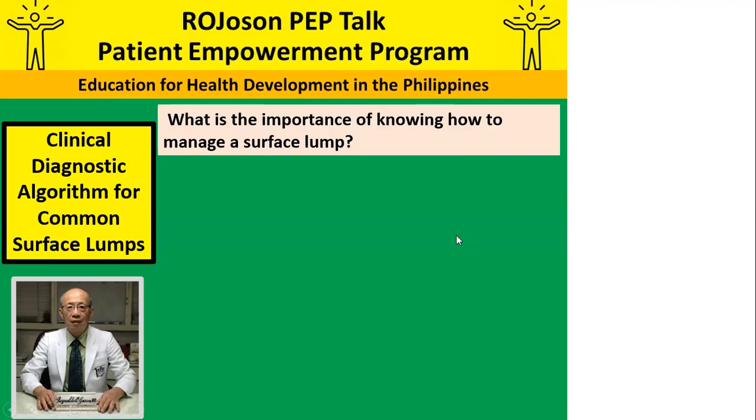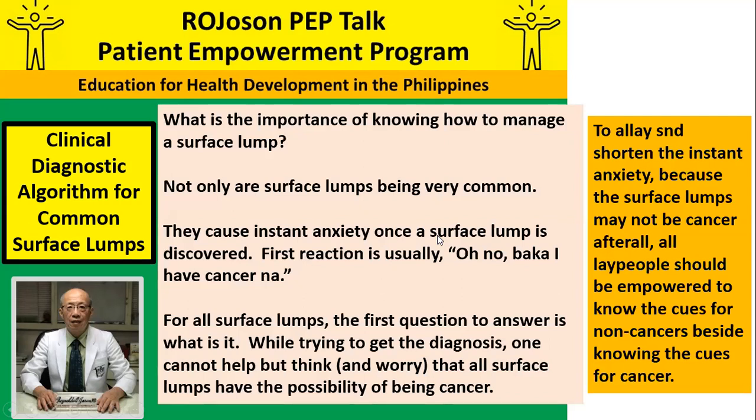So what is the importance of knowing how to manage a surface lumps? So not only are surface lumps very common, that's what makes it important to know how to manage it. They cause instant anxiety once a surface lump is discovered. So the moment you feel that you have a bukol dito sa katawan mo, sa ibabaw, no? Right away, mag-iisip na kayo o mag-worry na kayo. Ay, nako, meron akong ano. Baka cancer na ito. Diba? Usually, ganun yung mga reaction. Basta bukol, pag ang pinag-uusapan, cancer o hindi. No? Okay. So for all surface lumps, the first question to answer is, what is it? So yung tatanong nyo, ano siya? At nag-worry na tayo kung ano kaya siya. So while trying to get to the diagnosis, one cannot help but think and worry that the surface lumps have the possibility of being cancer. Okay?